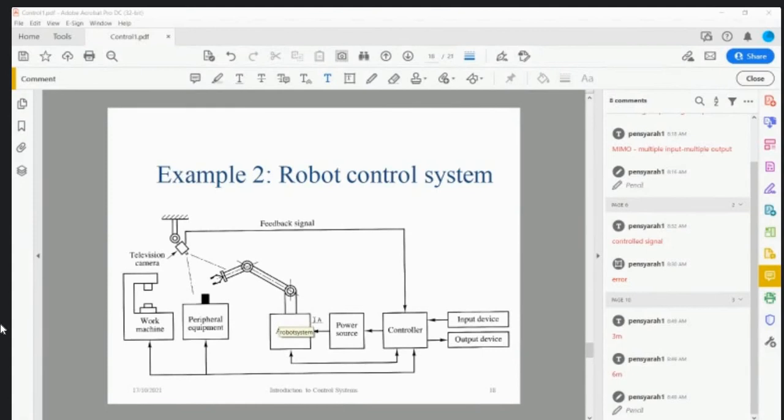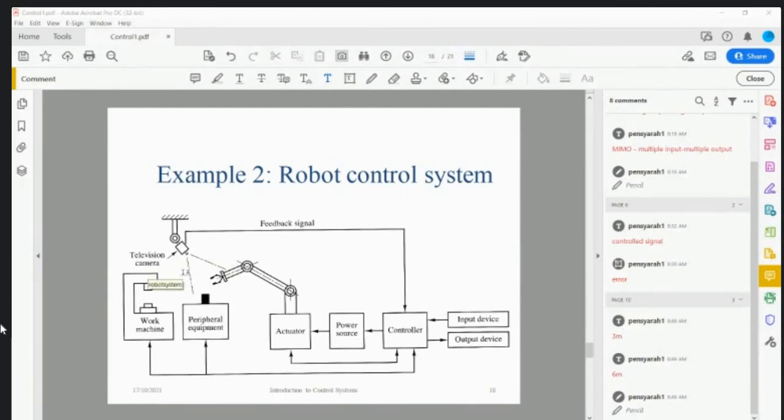What do you think the process is? Meaning based on the feedback from the sensor here, this camera. Anyone has an idea?